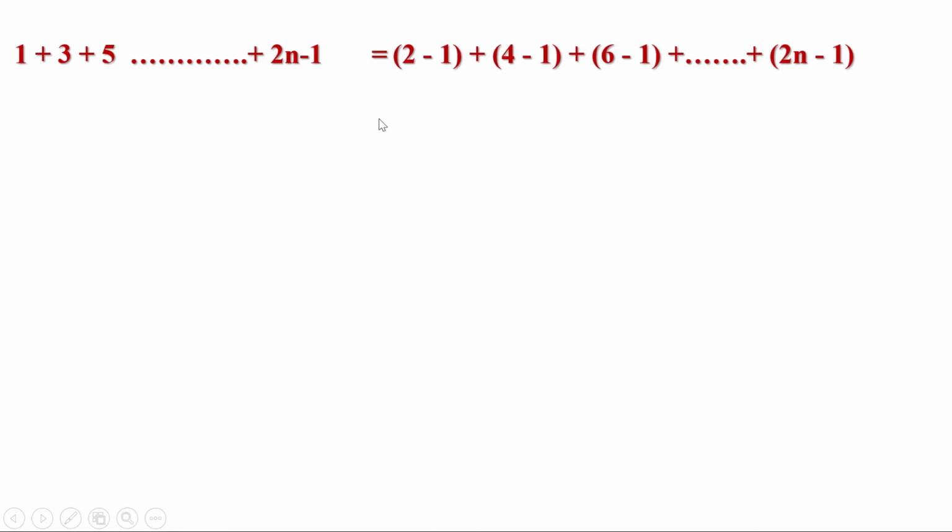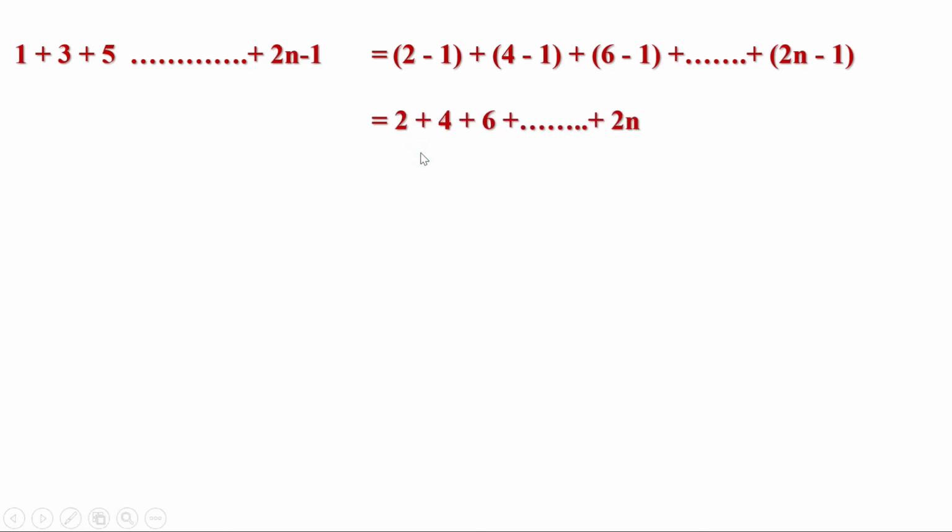Now let us generalize. Let us take first n odd numbers. We know each odd number is 1 less than an even number. First even number is 2 and 1 is 1 less than 2. Second even number is 4 and 3 is 1 less than 4. And nth even number is 2n. 1 less than that is 2n minus 1. So 2n minus 1 is the nth odd number. Now as we have done earlier, 1 can be written as 2 minus 1, 3 can be written as 4 minus 1, 5 can be written as 6 minus 1, and lastly 2n minus 1.